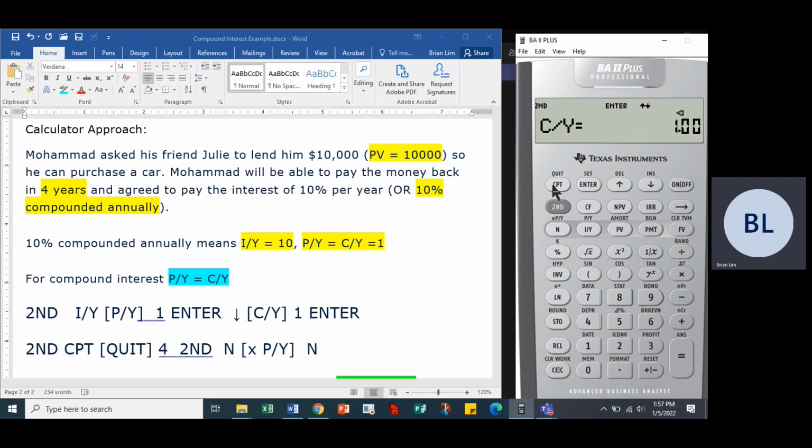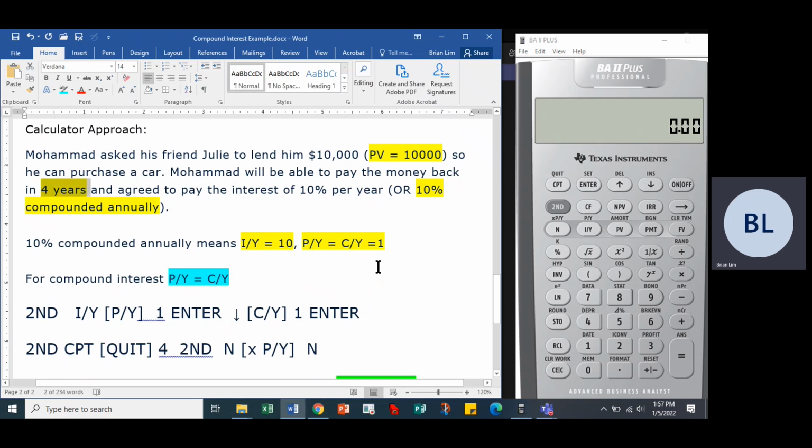And second CPT takes us out of there. That's why it's a quit. That will take you out of anything when you use the second key. All right, so now we put a 4 in there, 4 years, correct? Because this was for 4 years, it's right here. Okay, 4 years, 4 years right here.